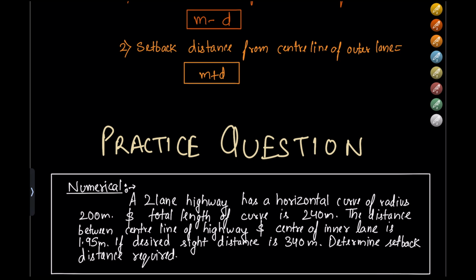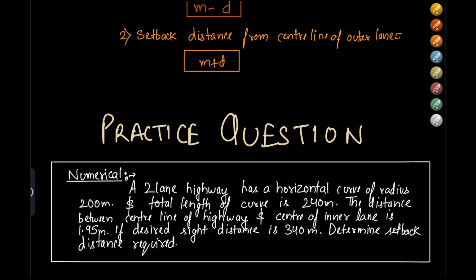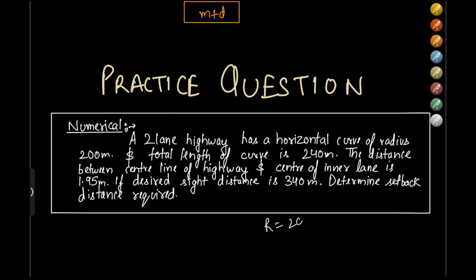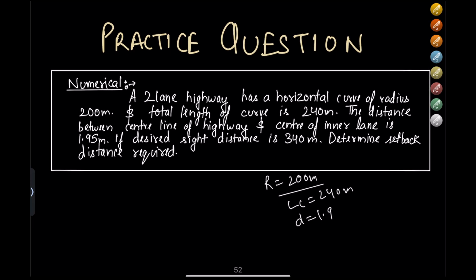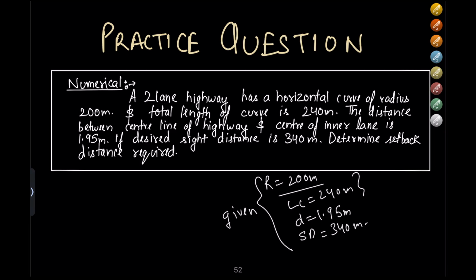So let me explain the question as well. It says a two-lane highway has a horizontal curve of radius 200 meters. So radius has been given, which is equal to 200 meters. Total length of the curve is 240 meters. The distance between the center line of the highway and the center line of the inner lane is 1.95 meters. The desired sight distance is also given, 340 meters. Determine the setback distance required. So the setback distance has to be calculated. The number of lanes also has to be seen, and we need to find the value of M. These are given, and we need to find what M is, right?